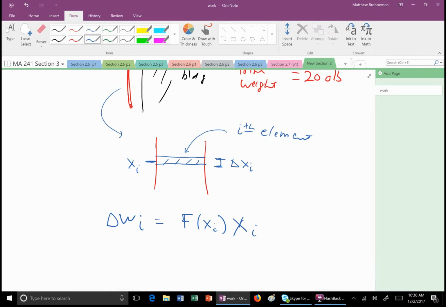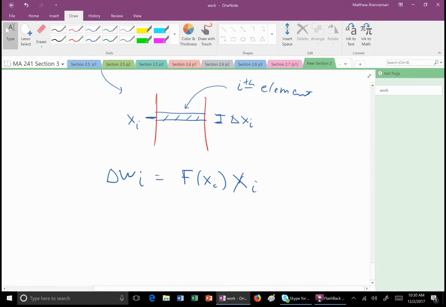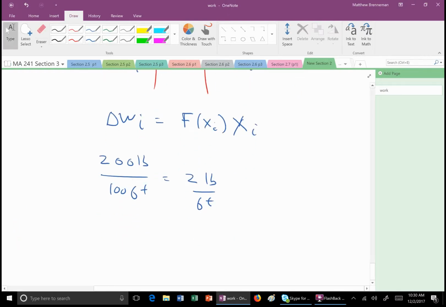So what do I know? I know the total weight and I know the length, right? So what I know from this problem is the weight per length. It's 200 pounds and it's 100 feet long. And if I assume a constant density, I have 2 pounds per foot. But how long is my little element? So now the force acting on this element is going to be 2 times delta xi. It's 2 pounds per foot, times delta xi.